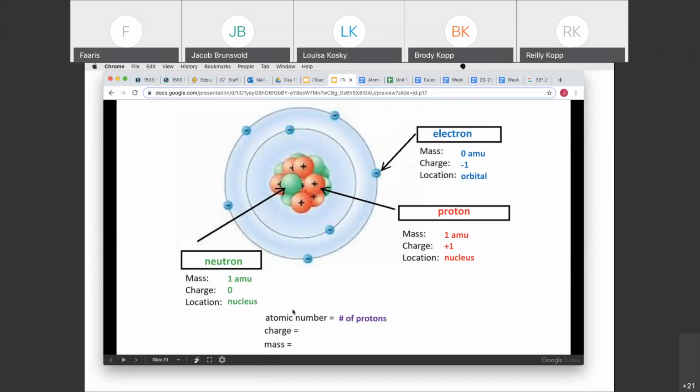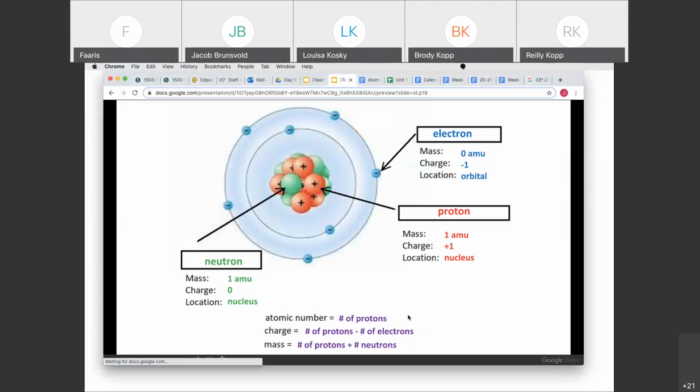So your atomic number, that thing on the periodic table, like carbon is number 6 and hydrogen is number 1, that's just your number of protons. Your charge is your number of protons minus your number of electrons. And your mass is your number of protons plus your number of neutrons.